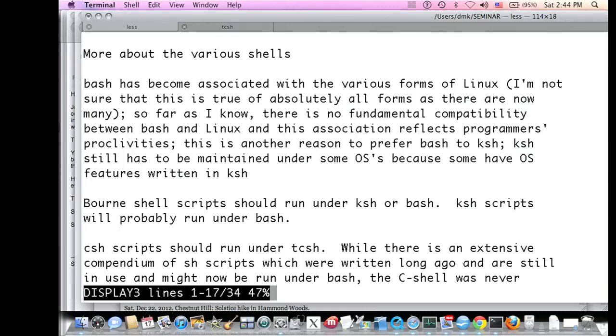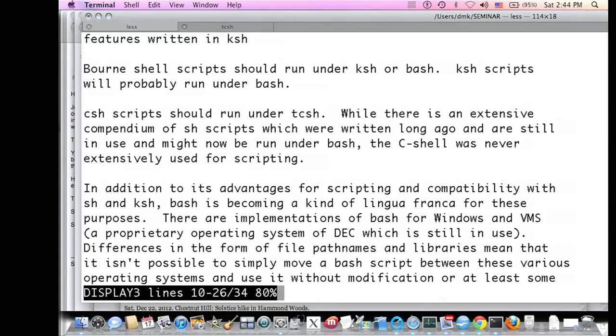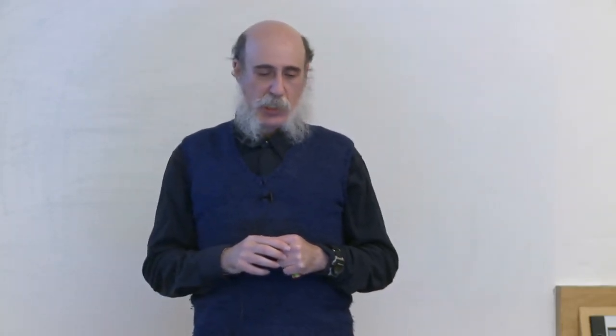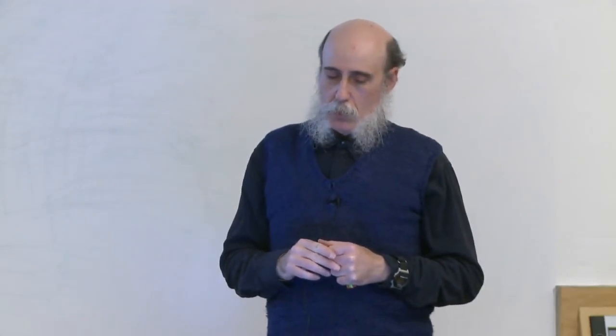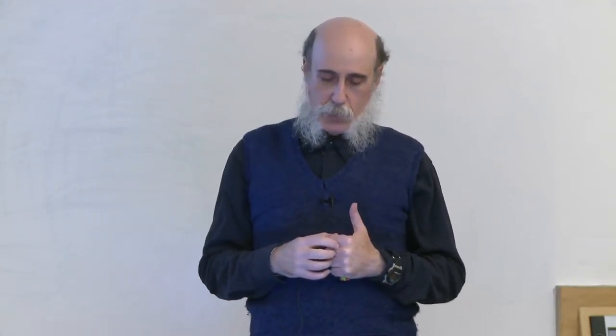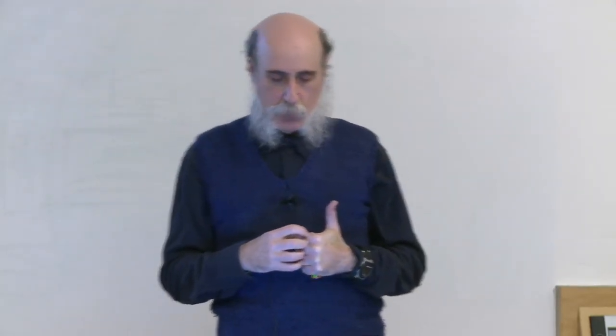Bourne shell scripts should run under the Korn shell or bash. So if you write something for the Bourne shell, you can probably execute it under KSH or bash. Korn shell scripts will probably run under bash, but I can't guarantee that. Now, C shell scripts should run under the TC shell. The C shell was actually never extensively used for scripting, since the Bourne shell and later the Bourne type shells were preferable for that purpose. So that really isn't all that important.